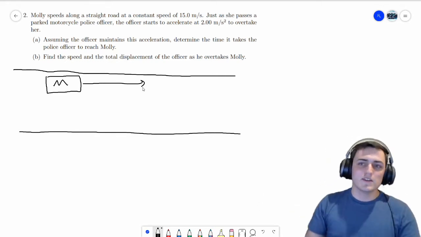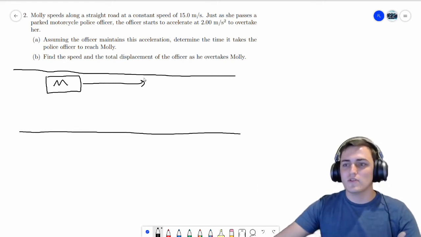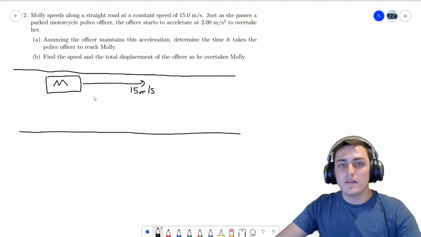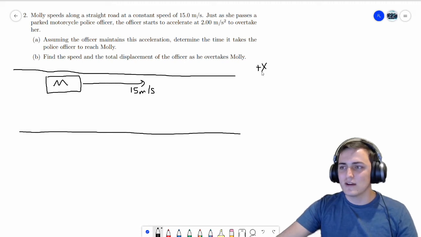Molly is speeding along a straight road. We can draw a straight road, and we can draw her having a velocity, a speed vector. It says speed is 15 meters per second. That's the first piece of information we have. Molly is traveling at 15 meters per second, and we're going to say the positive x direction is to the right. Negative x is to the left.